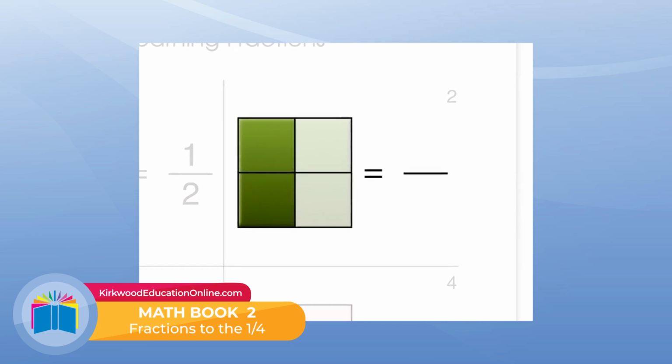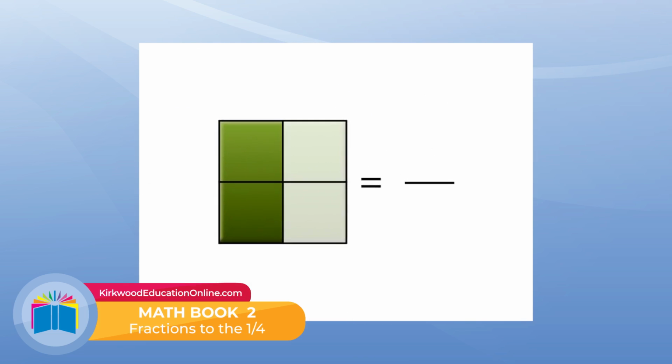Now please look at square number 2. You see the large square, and it's divided into 4 equal smaller squares. Let's count them. 1, 2, 3, 4. So 4 is the denominator. And you write 4 below the line, just like I'm doing. Now how many squares are green? 2. So 2 is written above the line. That's a numerator. Now what's the fraction? 2/4.